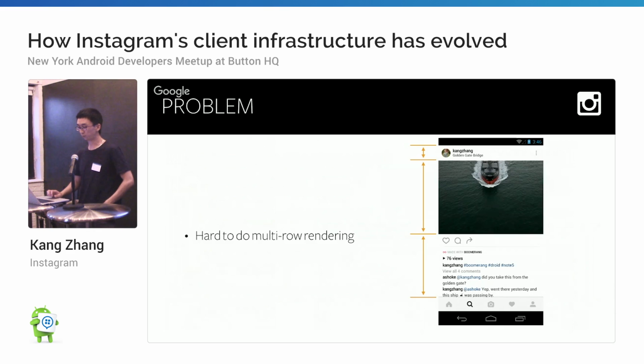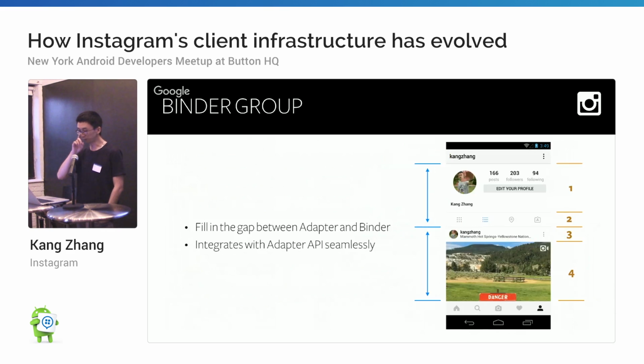So in order to solve this problem, we spent some time to create our own solution, which is called binder group. Binder group, as its name suggests, is an abstraction layer between the adapter and the binder. It allows you to group a few binders together and use them as one unit. That solves the problem: you can still divide one model class into several views, but you can easily reuse this rendering logic across different adapters.